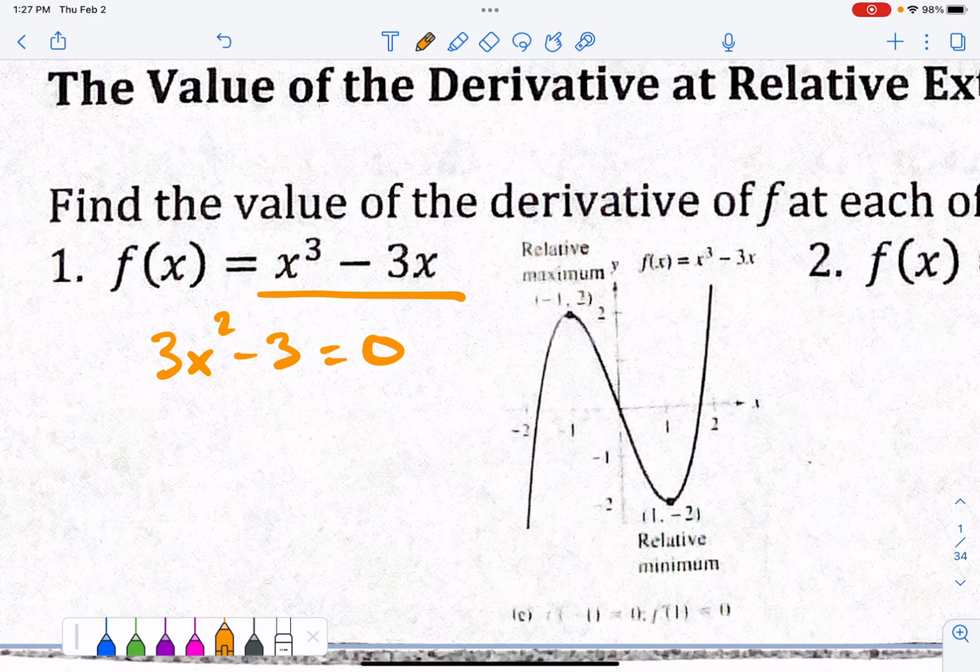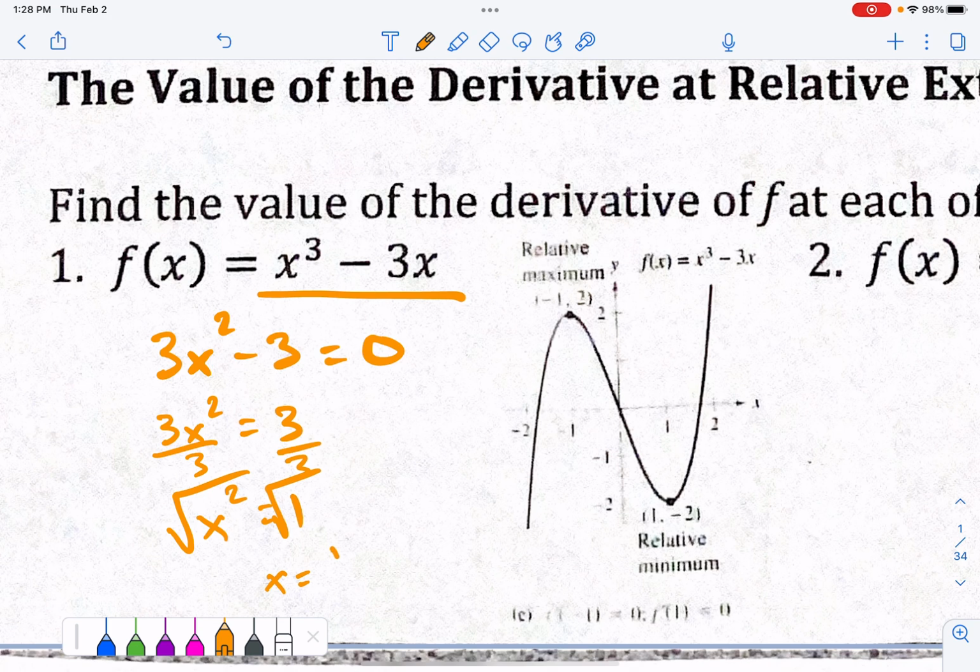Where are the maxes and mins located? We could just add the 3 over. So 3x squared equals 3. Divide by 3, so x squared equals 1. What's the square root of 1? Plus and minus 1. Does it have a maximum or a minimum at positive 1 and at negative 1? Yes.